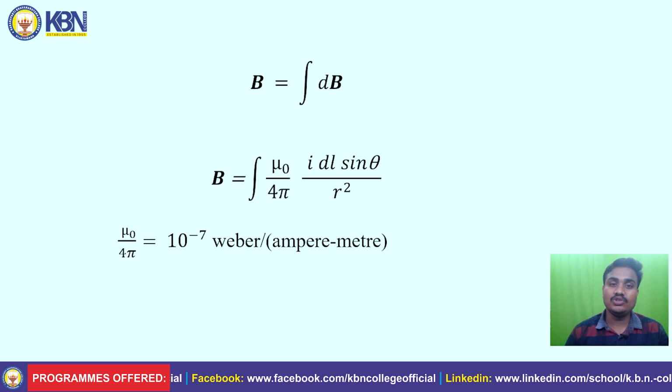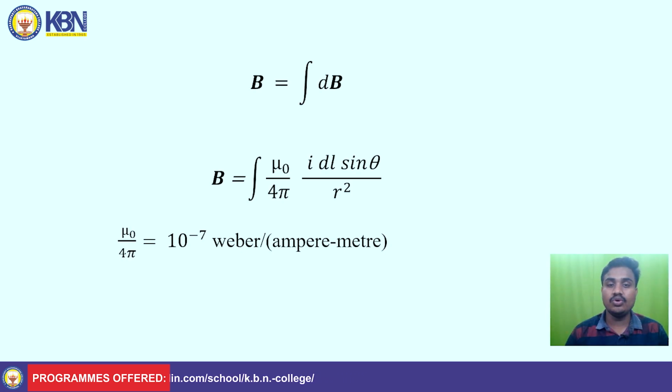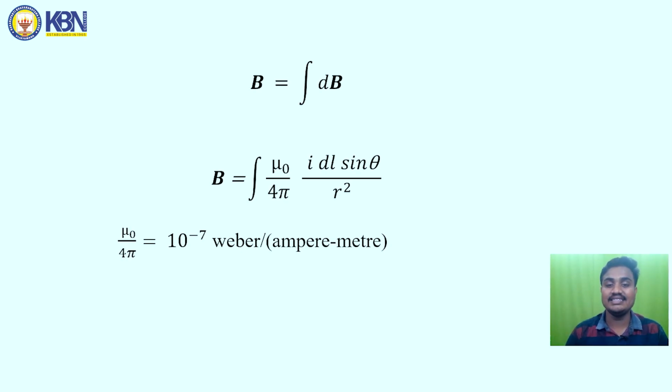If you want the total magnetic field B, you can just integrate. So B is equal to integral dB, and B is equal to integral of mu naught by 4 pi, I dl sin theta by r square. And as I said, mu naught by 4 pi is the proportionality constant, which is equal to 10 power minus 7 Weber per ampere meter, where I is the current that is passing through the conductor, and r is the distance between the length element and the point P.